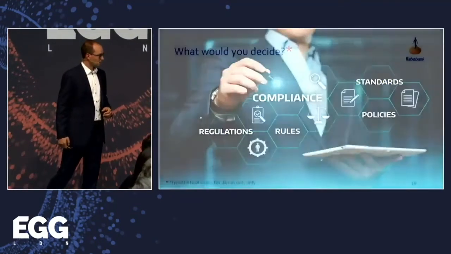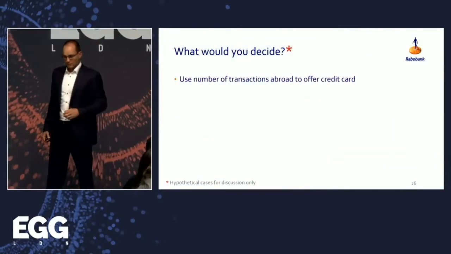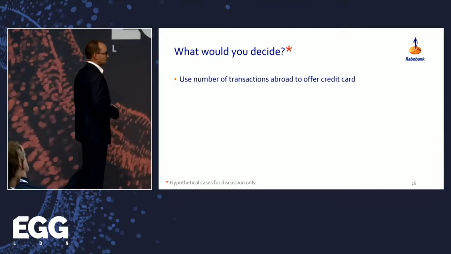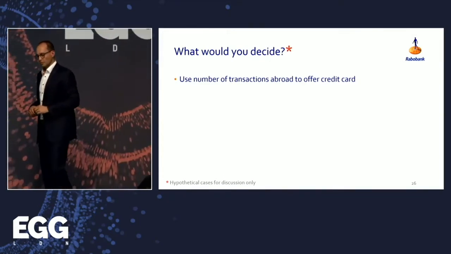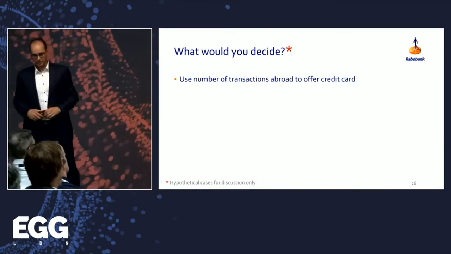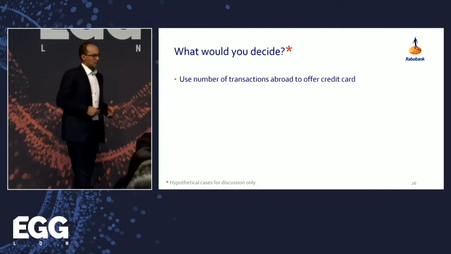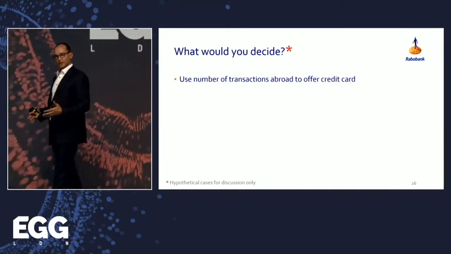Last slide for today, just to give you an idea and let you feel what we can do and cannot do, make your gut feeling start to work. If we use the number of transactions abroad to offer you a credit card, as a bank we can do this because this is part of our banking products.